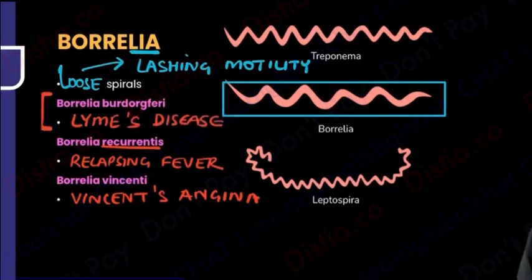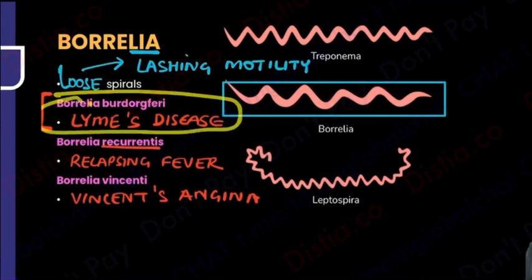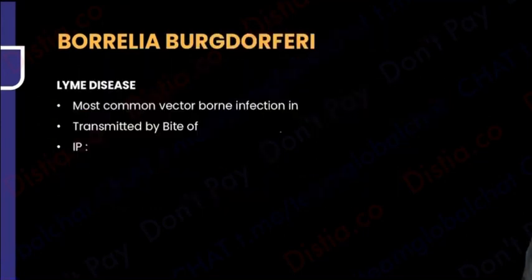Lyme's disease is important in India also, but in the USA, if you're planning to give any USMLE foreign exams, trust me, a Lyme's disease question, I can vouch for it, will definitely come. So let's start one by one. Borrelia burgdorferi, Lyme's disease. As I was telling you, it's USA. Lyme's disease caused by burgdorferi is the most common vector-borne disease in the United States of America.